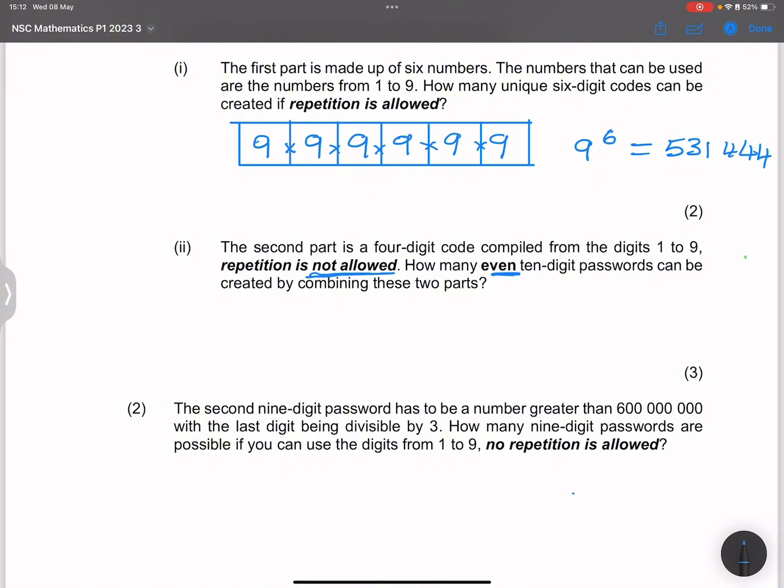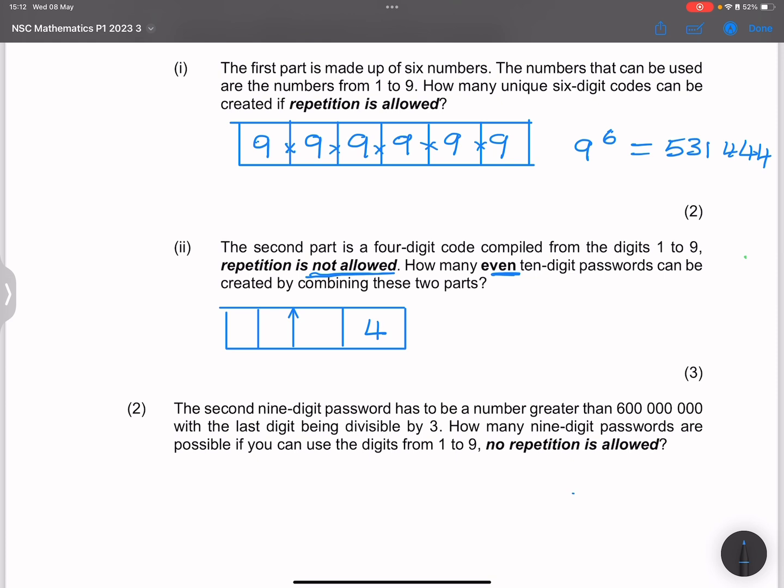So let's start with the 4-digit code. Ladies and gents, remember, repetition is not allowed, and they did say that it must be even. So there are my spaces. For the even numbers, which ones are the even numbers between 1 and 9? That would be 2, 4, 6, and 8. So I will start there.